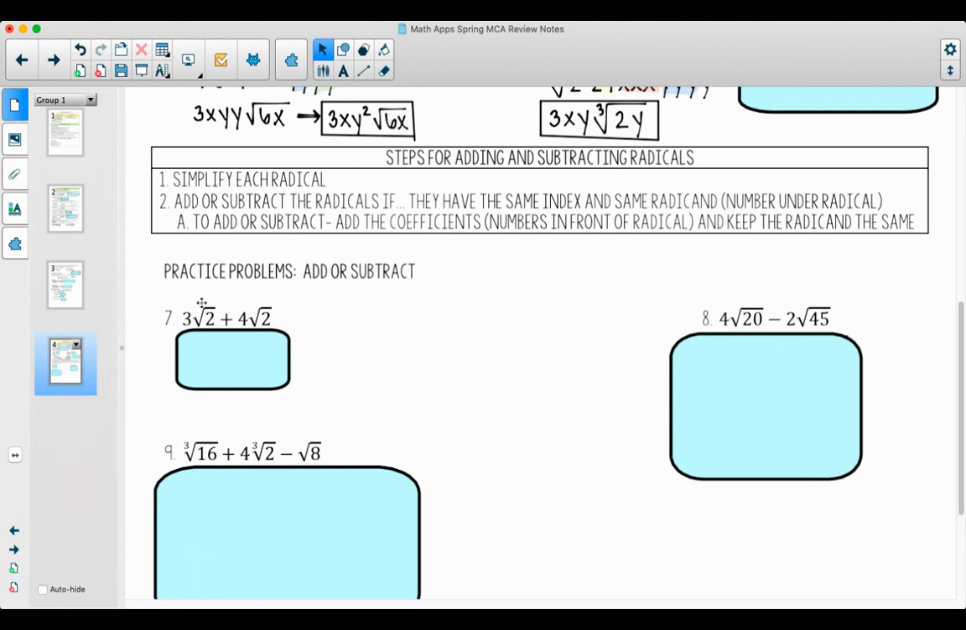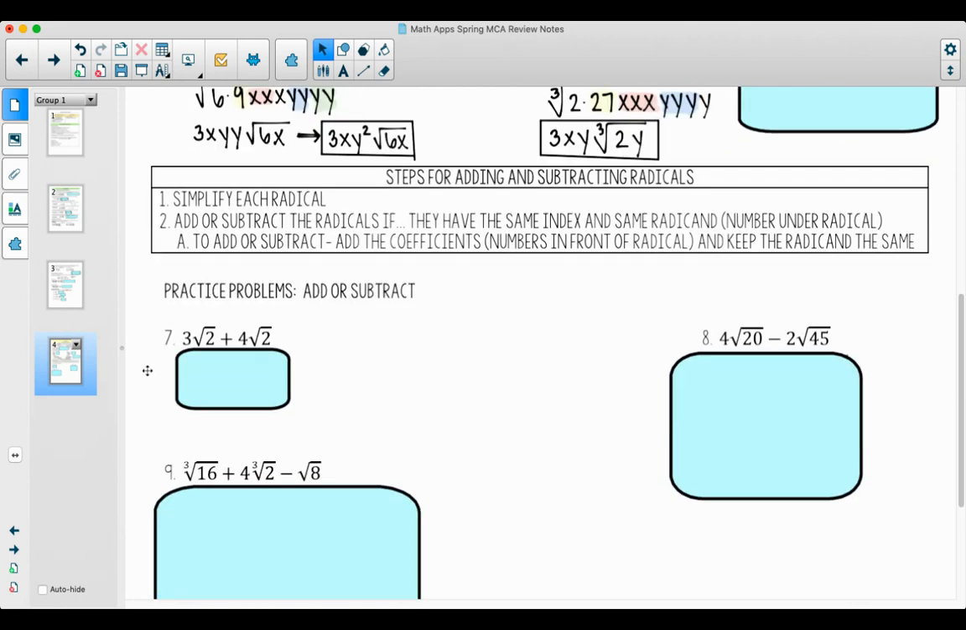So on practice problem, this should be practice problem number 5, we're already in simplest form. We have 3 square root 2 plus 4 square root 2. All we're going to do is add the 3 and the 4 together, and we carry down that radicand the same way. So we're looking at an answer of 7 square root 2. We don't change what's underneath the radicand at all.